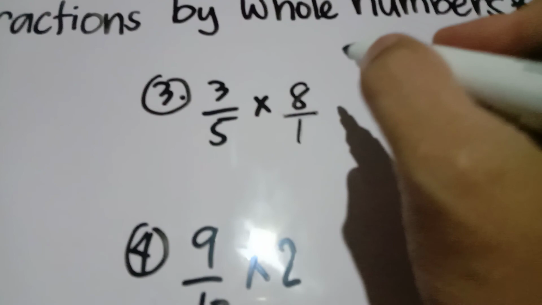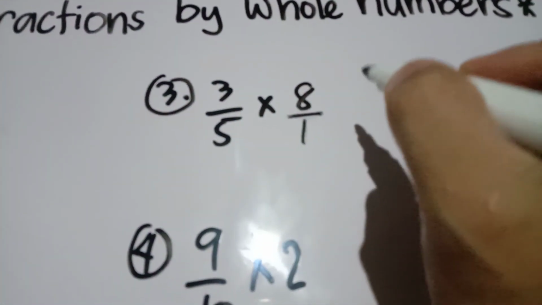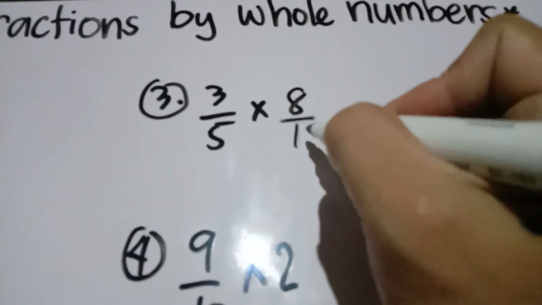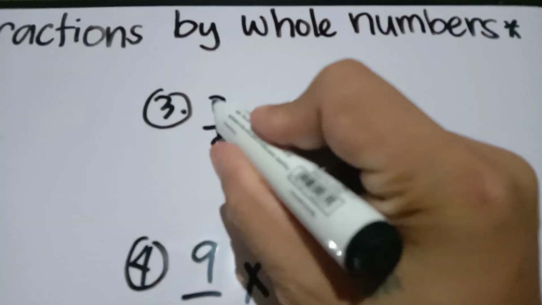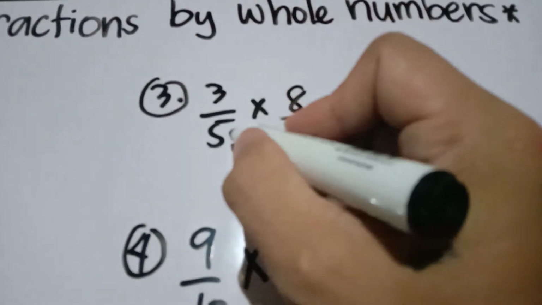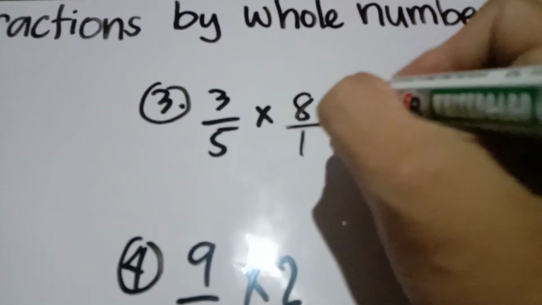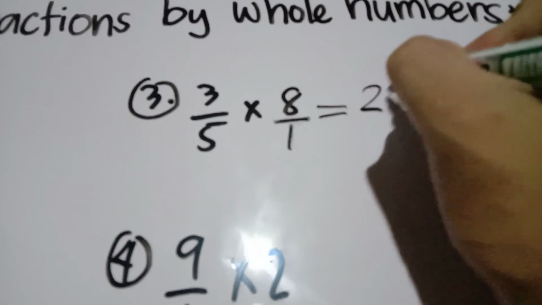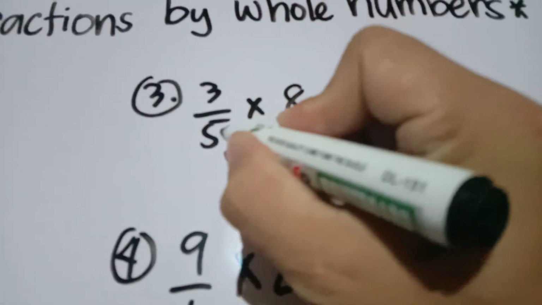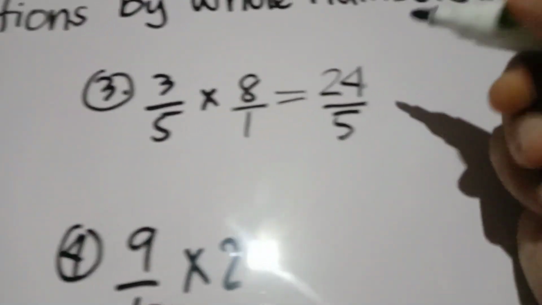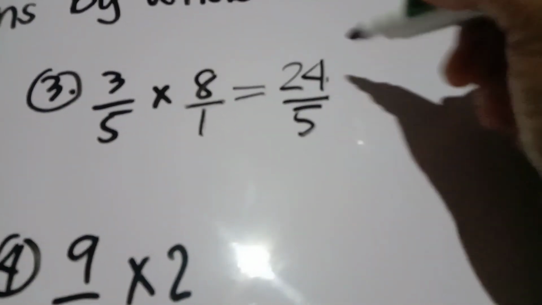Then, proceed tayo doon sa rule or steps in multiplying fraction by another fraction. Okay, which is to multiply the numerators and multiply the denominators. So, 3 times 8, that is equal to 24. Okay, then 5 times 1, that is equal to 5. Okay, double check. Let us check the answer.